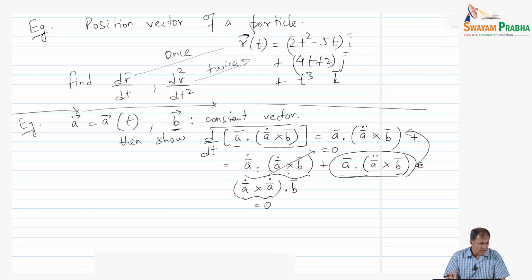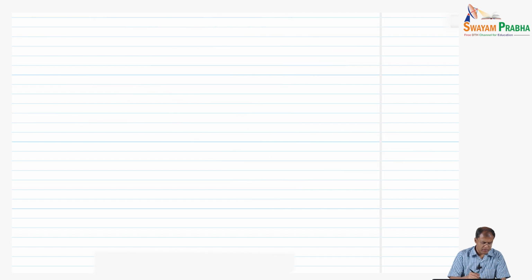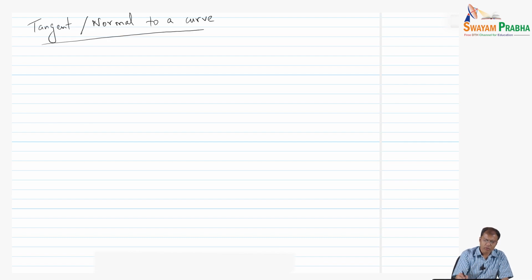Okay. So these are all the quick examples. Let me now introduce the concept of tangent vectors, normal vectors, curvature, and so on. So let me talk about tangent and normal to a curve. Tangent and normal to a curve.